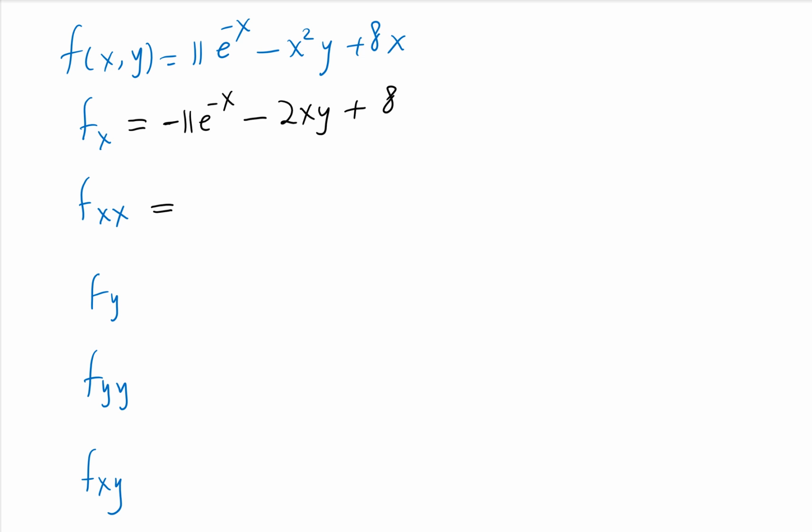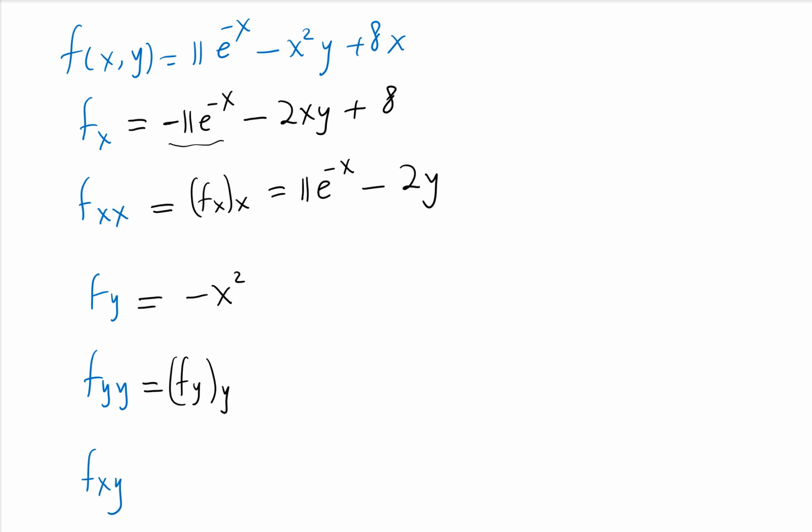Now, when we want to find f_xx, what does that mean? It means you take f_x and find the derivative again with respect to x. So what's the derivative of this? Negative times negative, positive, 2y plus nothing. f_y means the derivative of f with respect to y. It's 0 minus x squared plus 0. f_yy is the derivative of f_y with respect to y, which is 0.